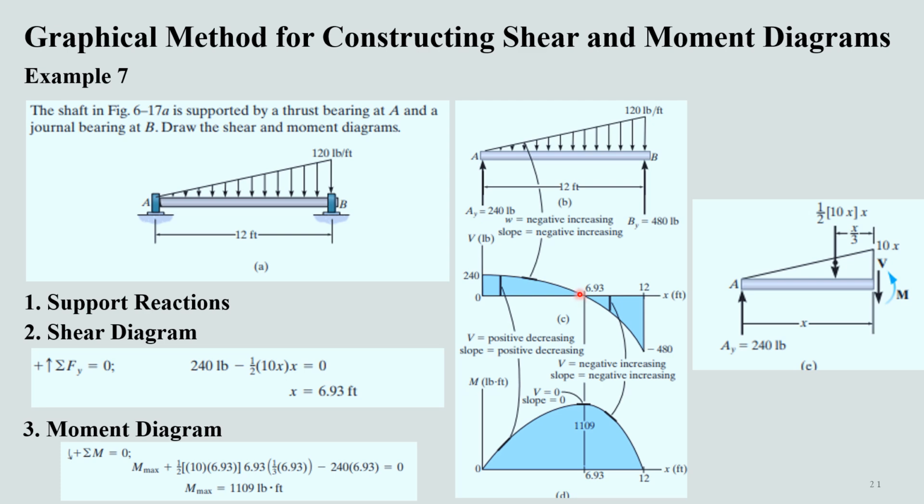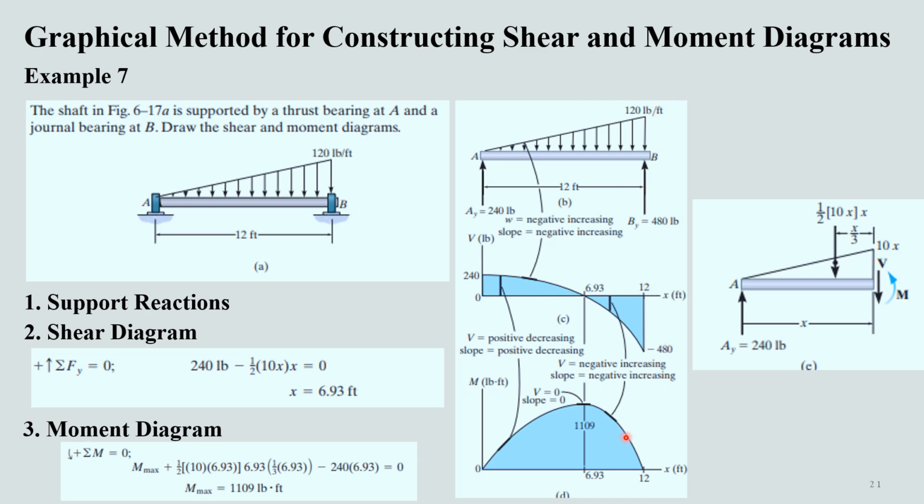How can we determine this? We can determine this by using summation of forces equal to 0, and we want the summation of 240 pounds and this applied load to be equal to 0. And thus in this way we have obtained that x is equal to 6.93 feet, that the shear will be 0 at 6.93 feet. And then simply we can decrease the value of shear from 0 to -480 until the end of the beam.